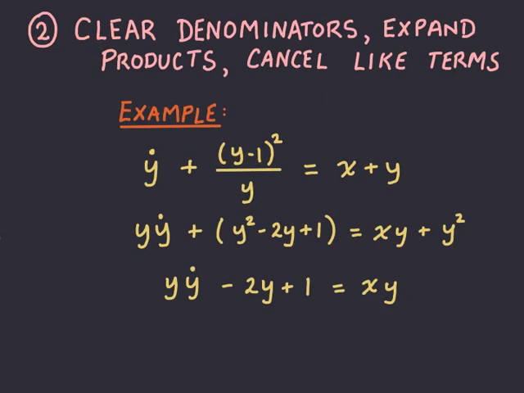The second step in our procedure is to clear denominators, expand all products, and cancel all like terms. So for example, if we're given the differential equation shown at the top, we would get rid of the denominator by multiplying both sides by y. We would take y minus 1 squared and expand that term out, and then we'd drop the like terms, in this case y squared.